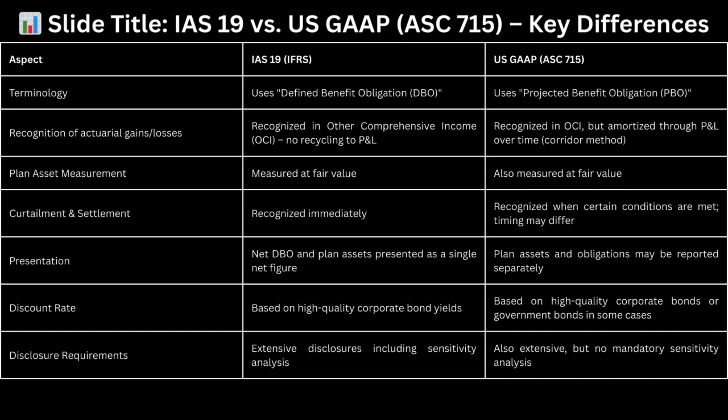IAS 19 requires a net presentation of the obligation and assets, while US GAAP may report them separately. Finally, disclosures under IAS 19 require sensitivity analysis, which is not mandatory under US GAAP.